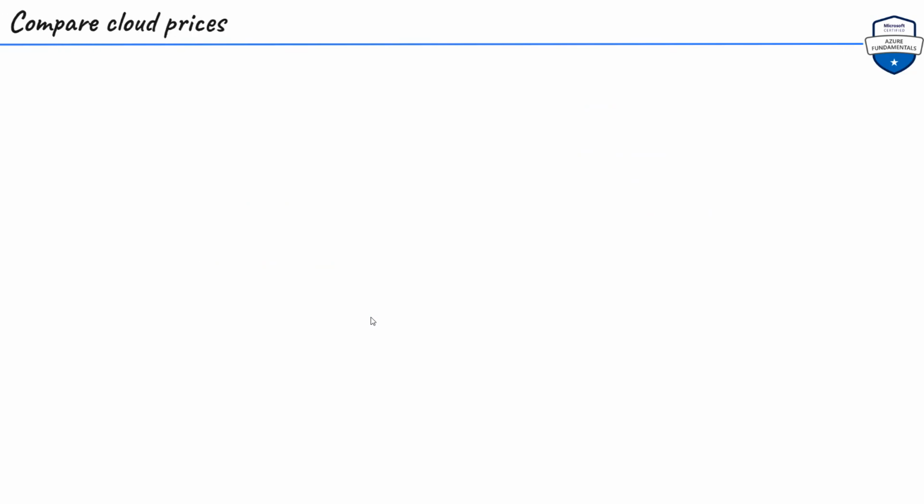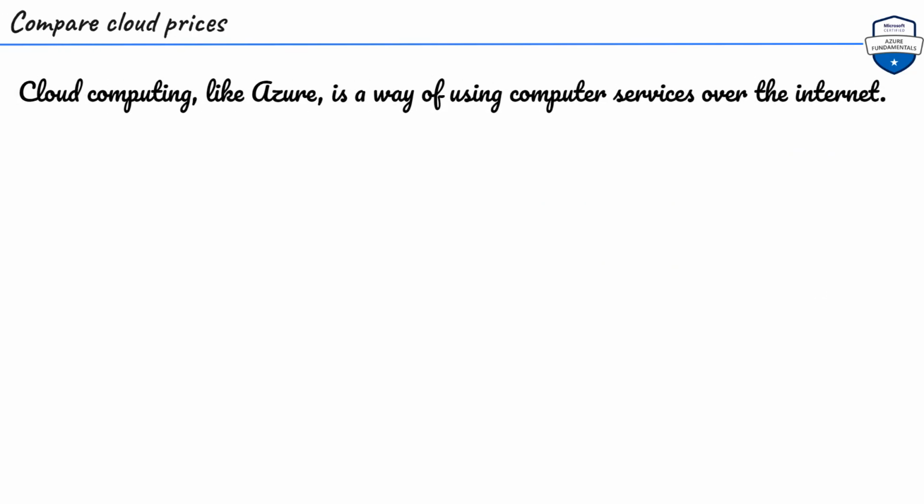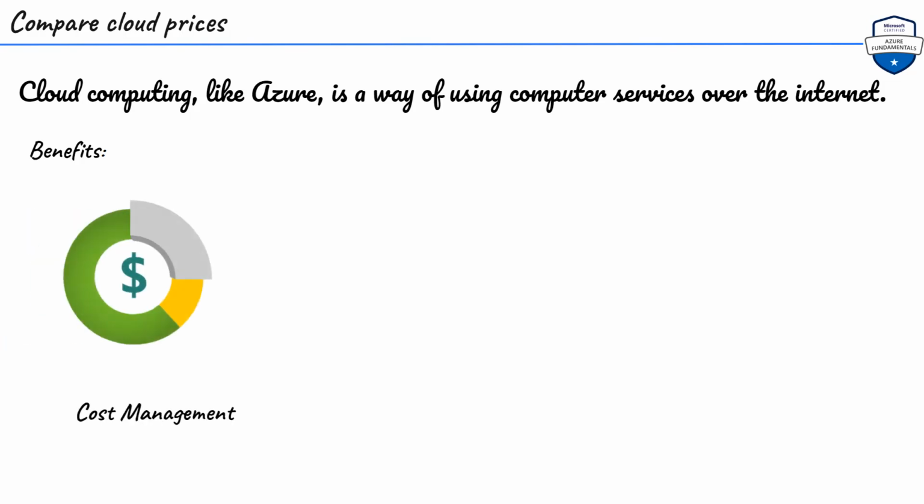Now, let's move to compare cloud prices. Cloud computing like Azure is a way of using computer services over the internet. Think of it like renting computer power and storage when you need it. You will pay as you go for the things that you need. Like with a pay as you go model, you only pay for what you use. Here are the great benefits of cloud computing like Azure. The first one is cost estimation, a way to save money. You can plan your cost better and only pay for the services you actually use. It's like paying for the exact amount of electricity you need at home.